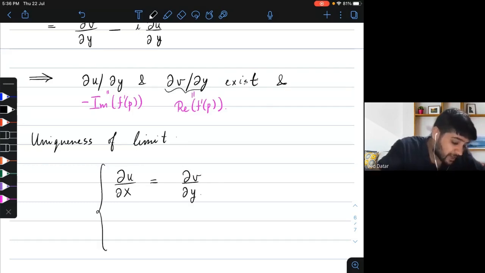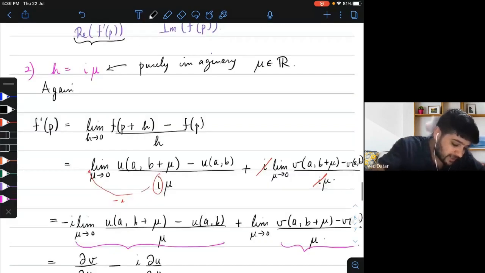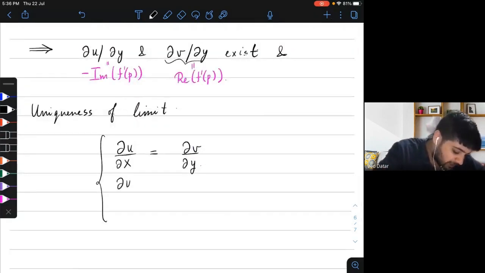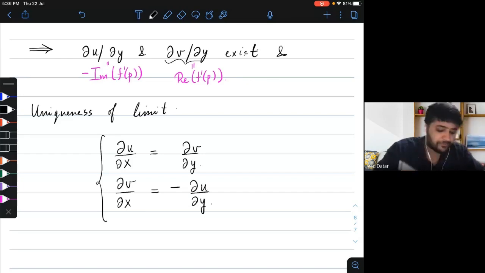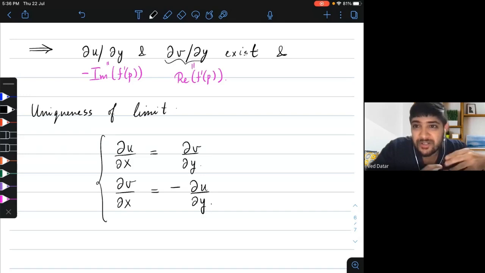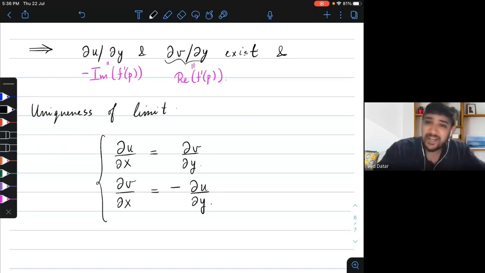And if you equate the imaginary parts, you basically get that del u by del y is minus the imaginary part. So maybe I should write it like this: del v by del x is minus del u by del y. Okay, so just assuming holomorphicity, we basically prove that not only do the partials exist, but they actually satisfy this system of partial differential equations at that point, right?